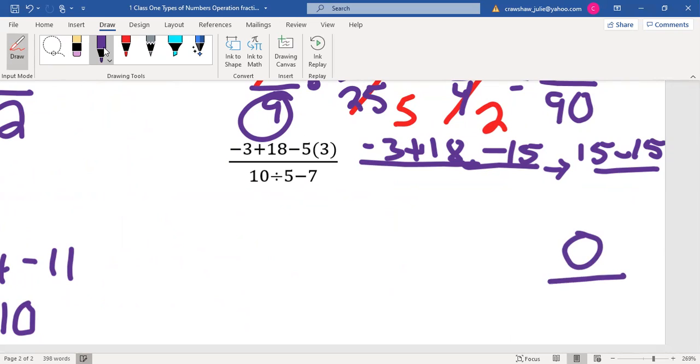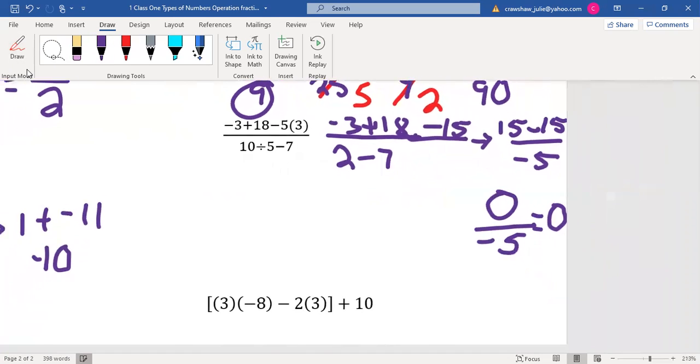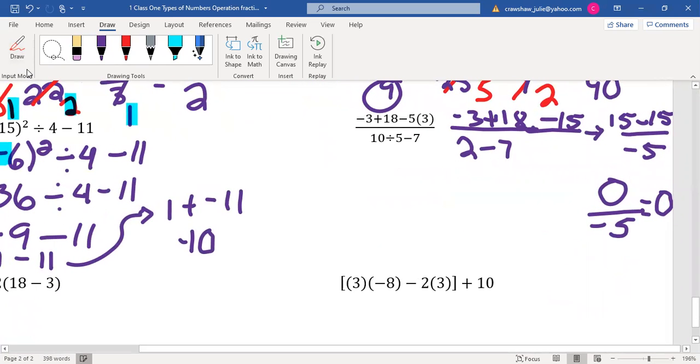Now I focus on my denominator. I do division first. 10 divided by 5 is going to be 2. 2 minus 7 could really be 2 plus negative 7, which is going to be a negative 5. Now, if I have 0 in my numerator and a positive or negative number in the denominator, that's going to reduce down to 0. You never want to leave it in this fractional form. 0 divided by negative 5 is 0. It reduces down to 0. It's okay to have a 0 in the top. That just reduces down to 0. If it's under the line, that's when it's undefined.